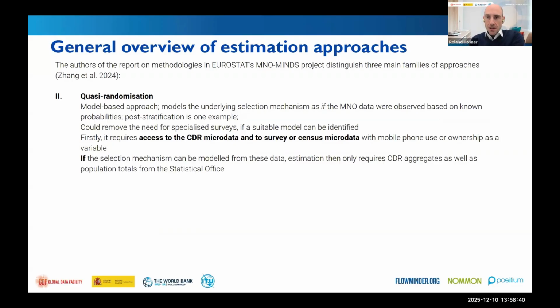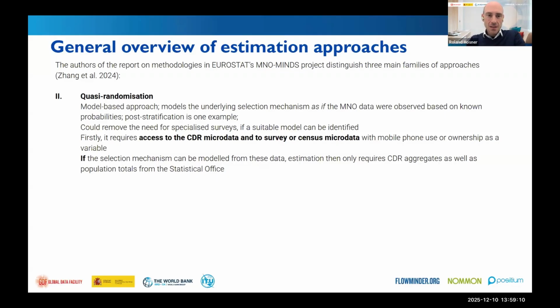This goes back to the initial comment that MNO data are not generated by a random process. It's very different from randomly sampling from a population, but it's a non-random sample, and the exact process, basically the probability of each person having or not having a mobile phone, or selecting or not selecting a certain mobile network operator, is unknown to us. We don't know the statistical process.